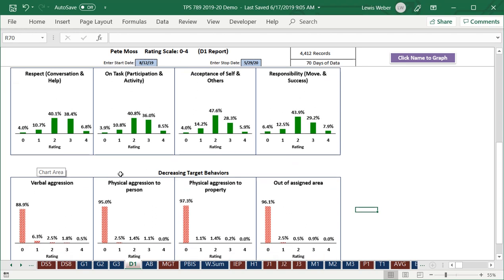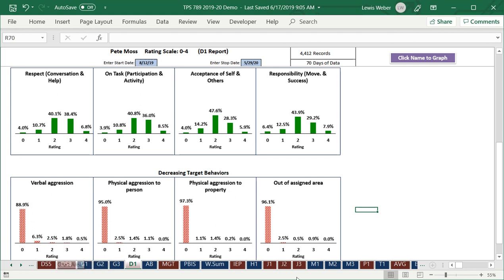Okay, same idea, once again, for the decreasing target behaviors using the same rating system, the same concept. We just want to see the values in a different part of the graph. We want to see all of the ratings over here for the 0s. 88.9, almost 89% of all of the ratings for verbal aggression were 0s. 6% were 1s, 2% were 2s, 1.8% were 3s, and 0.5% 4.